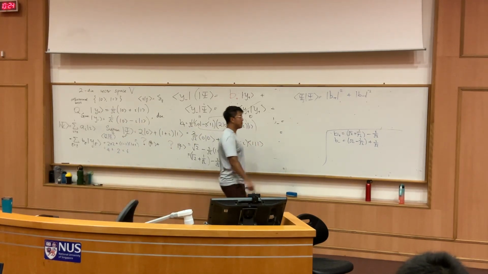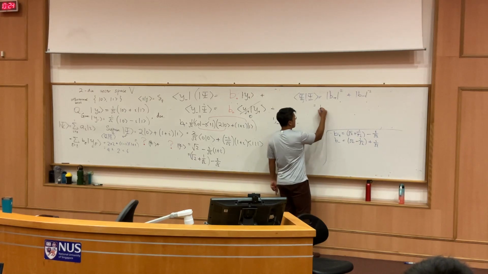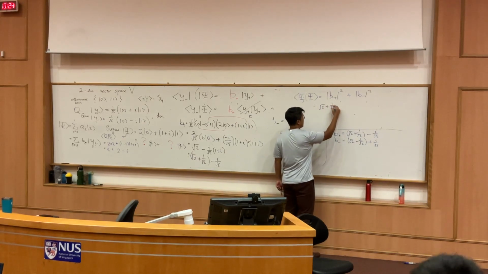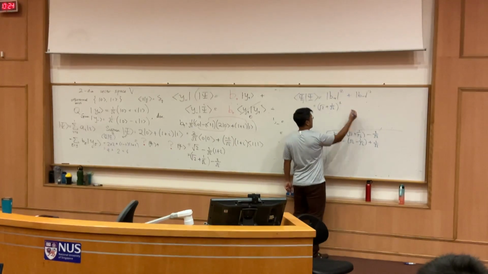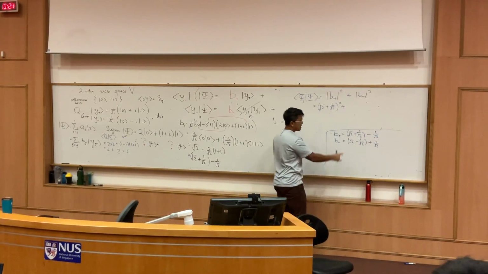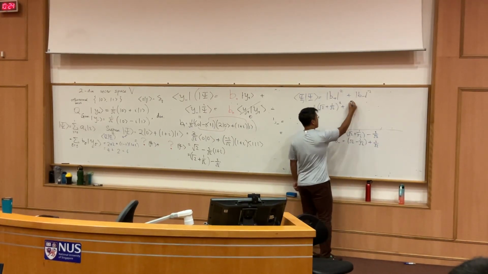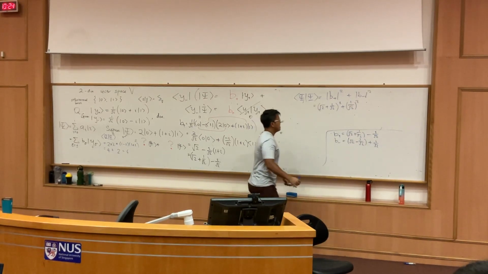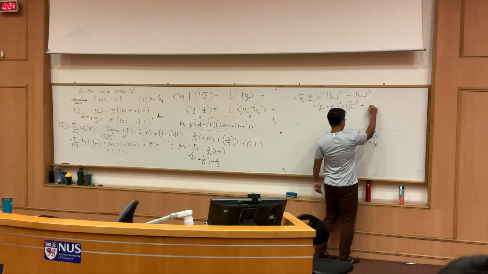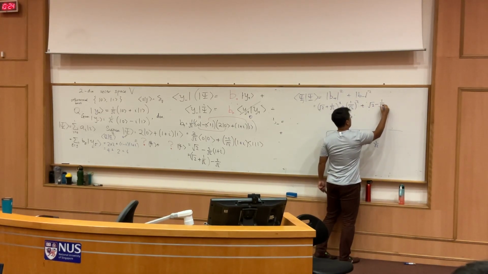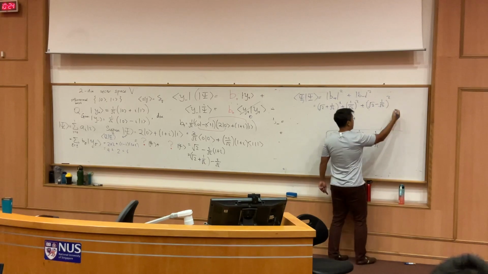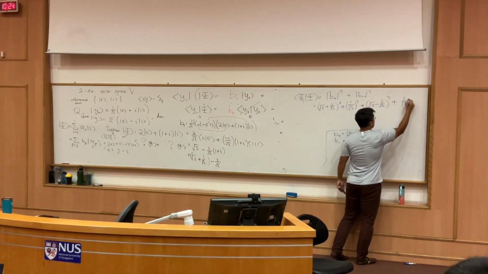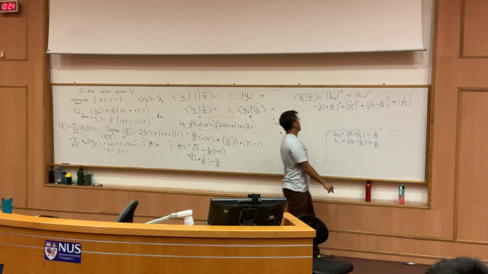Okay, so let's just expand it. So this equals square root 2 plus 1 over square root 2 squared plus, and then I need to take the square of that. So it's 1 over square root 2 squared. So that's the first term. Second term is this. And next term is this.